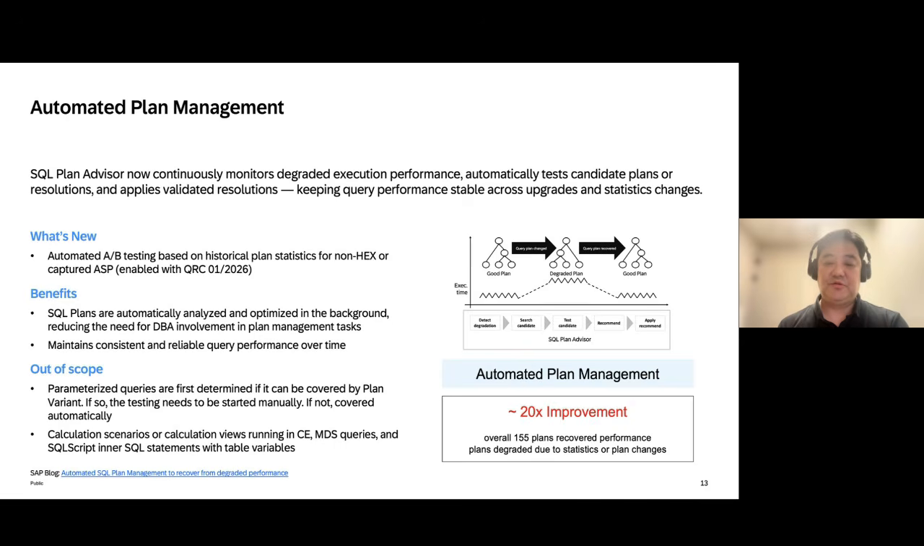Also, what we're planning is to increase the coverage, like supporting the calculation scenarios or calculation views, MDS queries, and also the SQL script inner statements, which has some limitations due to table variables converting to temp tables, meaning that every time the procedure gets recompiled, a new temp table gets created. So we lose the continuity of the historical statistics. And so those are the things that we would like to improve later this year. And that's it from my side. Thank you.